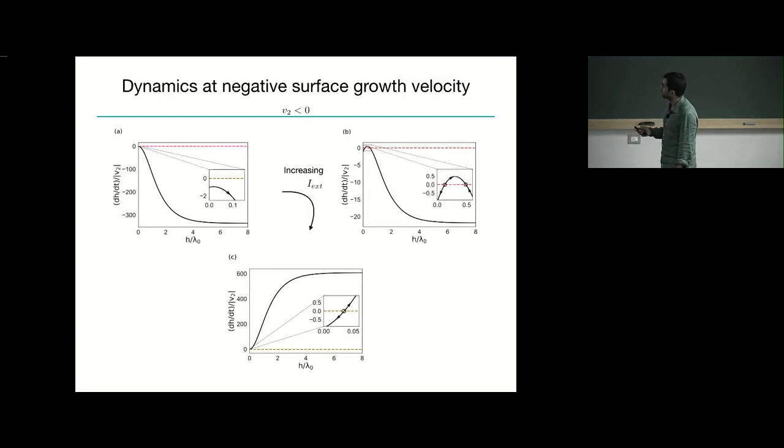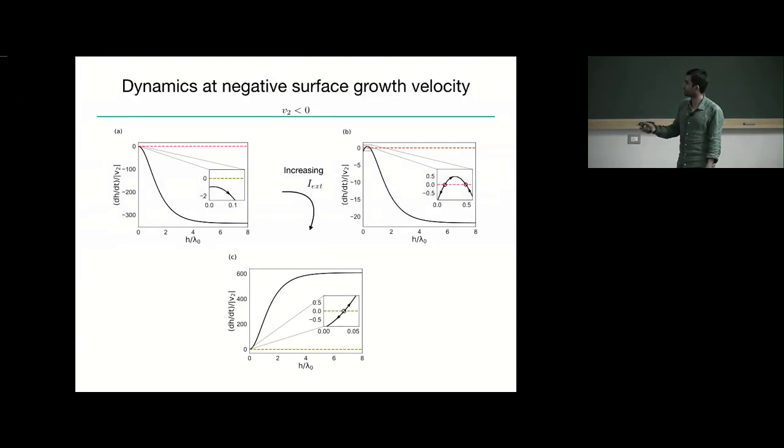Now if you plot the dynamics for the negative surface growth velocity, that is V2 less than 0, it means the cells are dying at the grid, and can only divide at the top. If you have a small current, nothing happens, the tissue just shrinks. Basically, it collapses. And if you increase the current a little bit more, so there's an electric field.